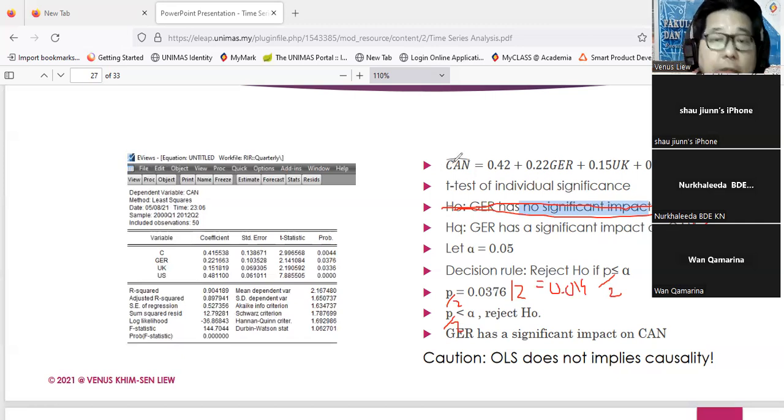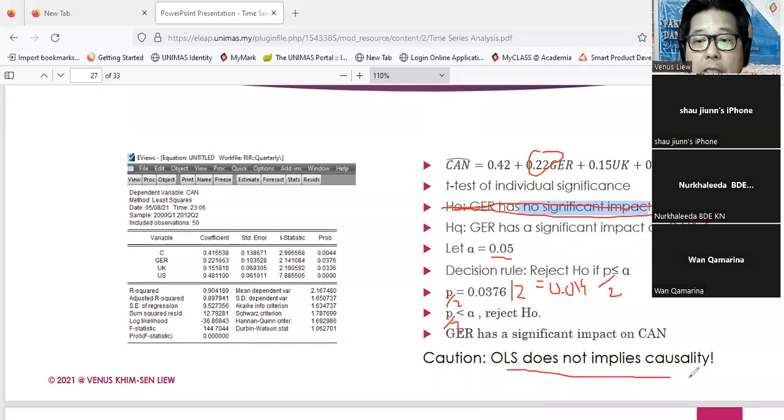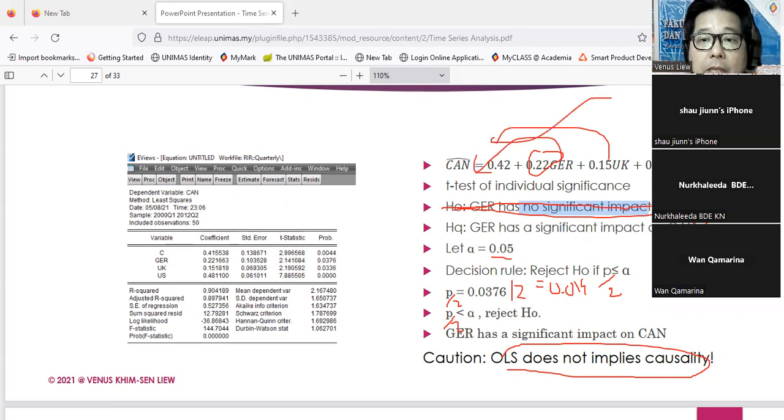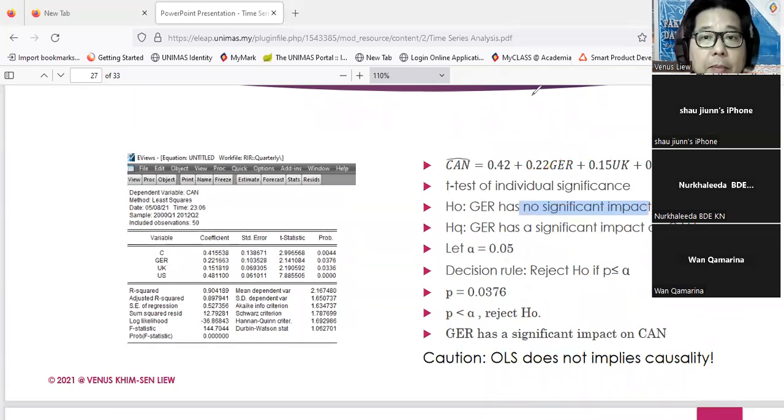It has a significant impact on this variable. That means whenever Germany changes the data, we don't say whenever, most of the time, let's say 95% of the time, when Germany changes the real interest rate, then Canada will also change the real interest rate. By how much? By this much impact. We have said just now, we cannot say this factor causes this factor because we are not studying causation here. We are just studying association, studying the impact.